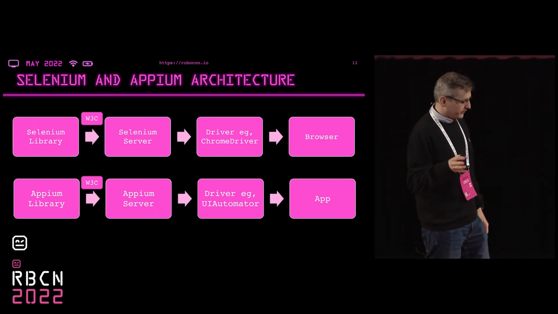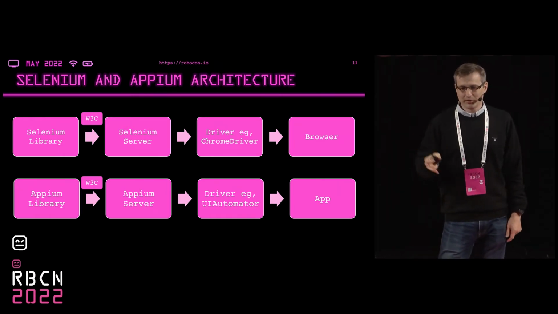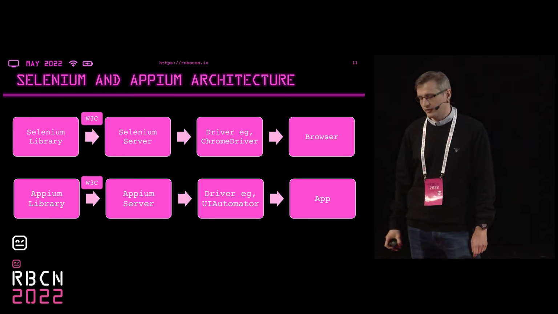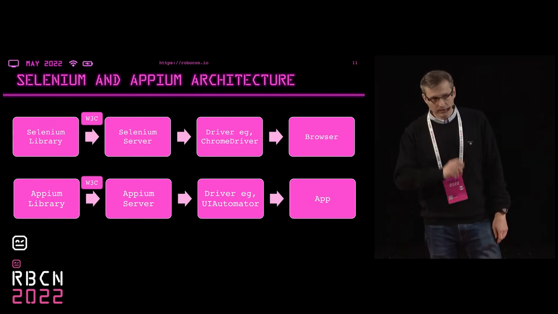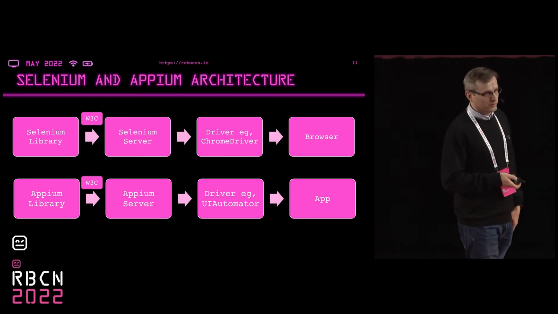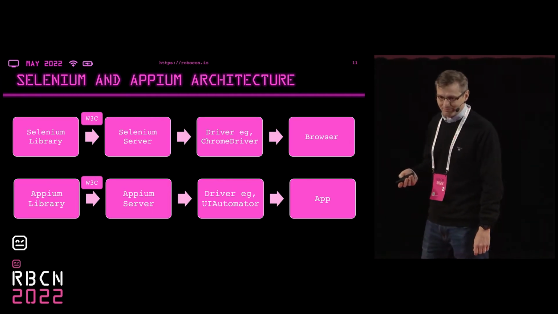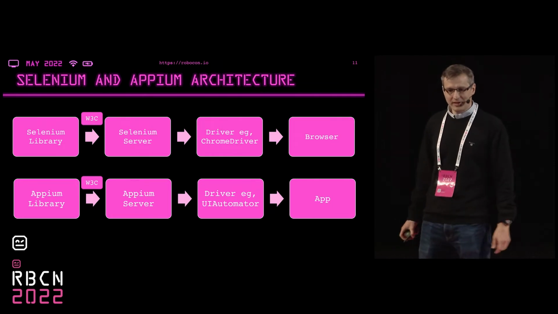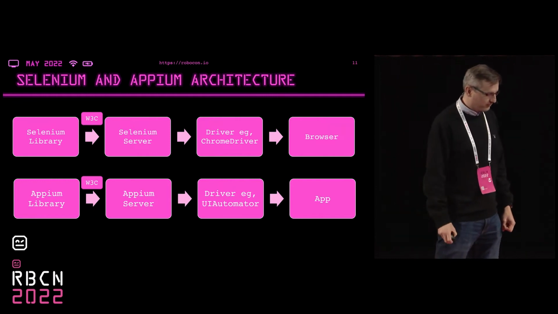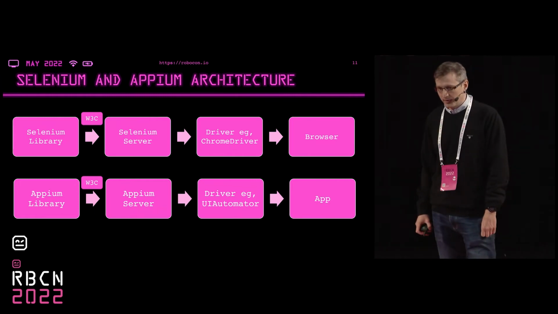Appium, on the other hand, well, it's not on the other hand, it's pretty much the same. The Appium library communicates with the Appium server. And then using a different driver, it executes the commands on the app. The key part here is that the communication between the library and the server uses the same communication method. It's using that W3C specification, which is like HTTP requests being sent between the library and the server.